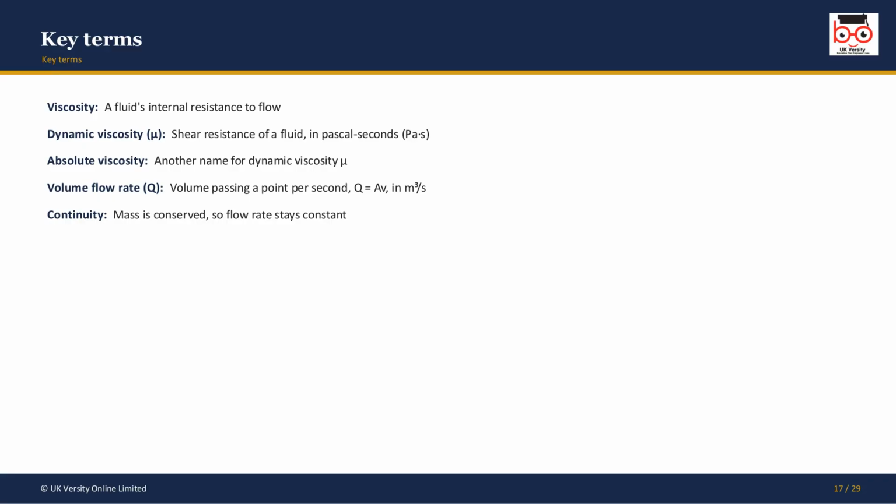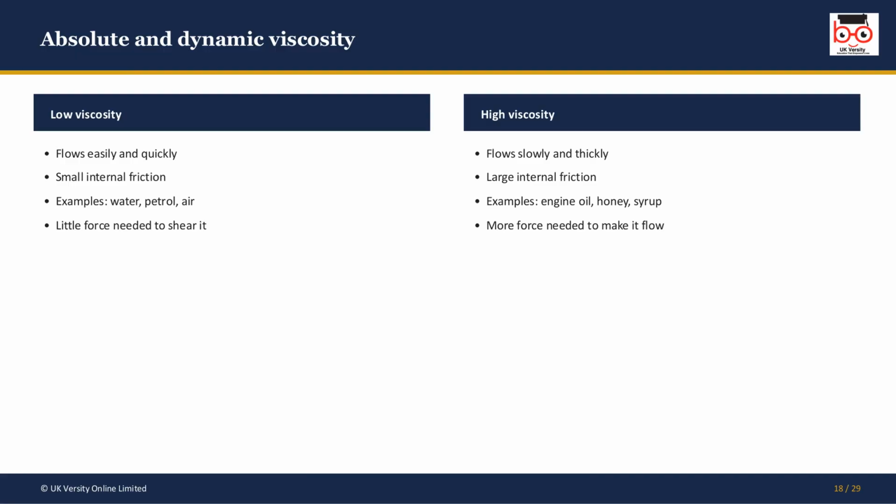Let's compare low and high viscosity side by side. A low viscosity fluid flows easily and quickly, with only small internal friction, and needs very little force to shear it. Water, petrol, and air are good examples. A high viscosity fluid flows slowly and thickly, with large internal friction, and takes much more force to get it moving. Think of engine oil, honey, or syrup. It's really just a measure of how reluctantly a fluid flows.